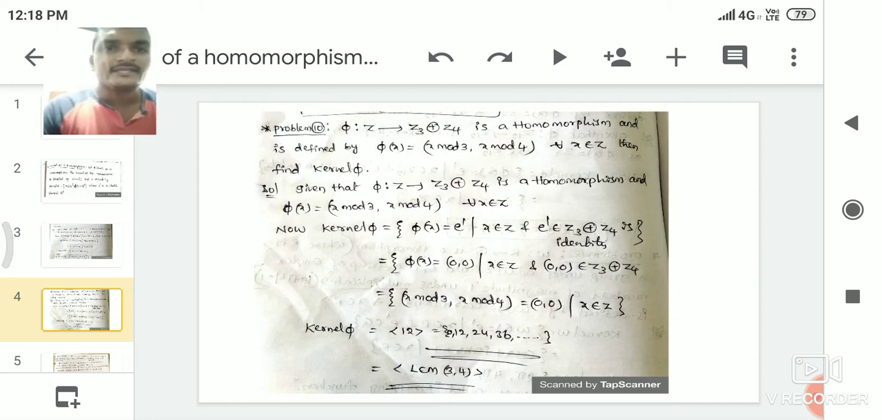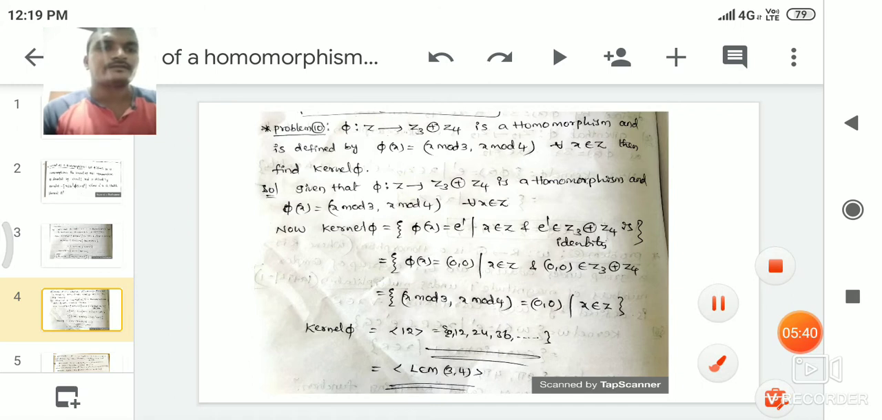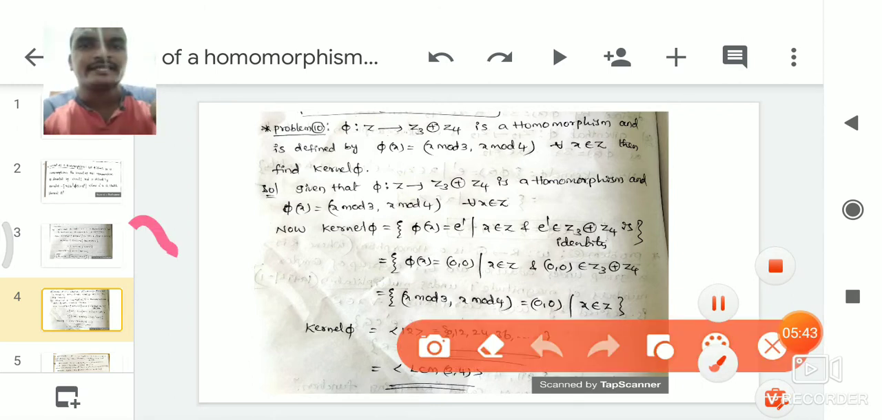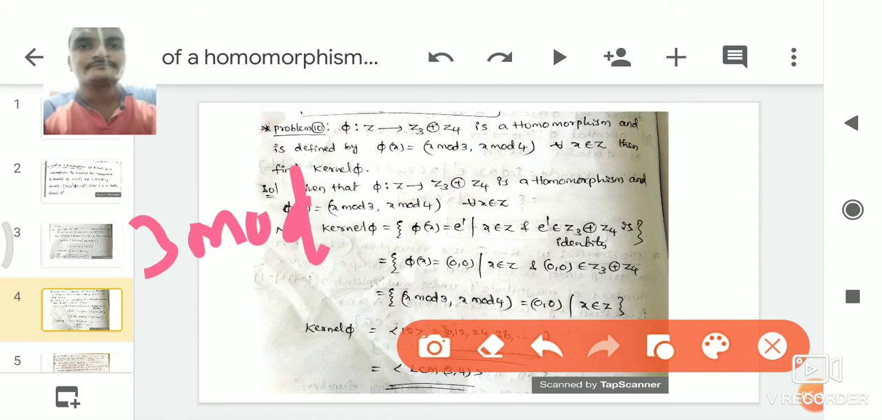If you take x is equal to 2, what about here? 2 mod 3 is 2, and 2 mod 4 is also 2. If you take x is equal to 1, 1 mod 3 is 1, 1 mod 4 is also 1. It is not equal to (0, 0). If you substitute x is equal to 3, 3 mod 3 is 0, but 3 mod 4 is not equal to 0.